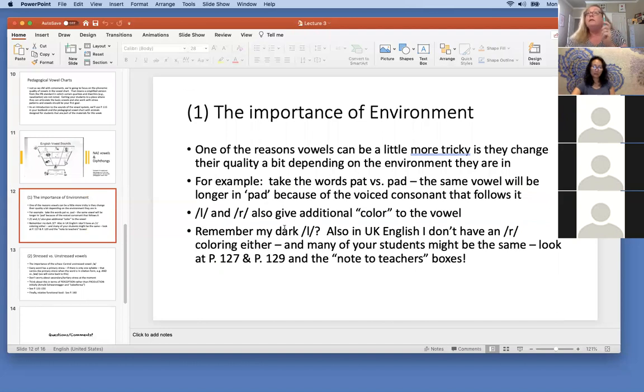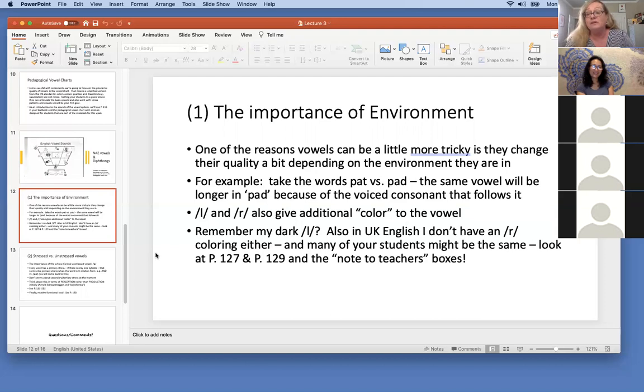L and R are also color, make vowels change. You might remember my dark L from last week. So I say "Sal" when I'm calling Sal, with a "w" sound at the end instead of an L. That's my dark L. That's because my dark L basically disappears.